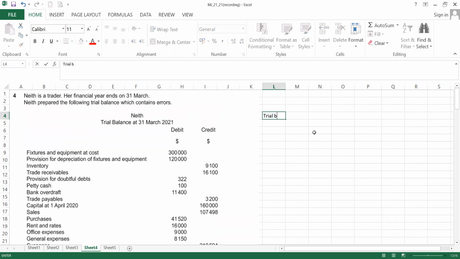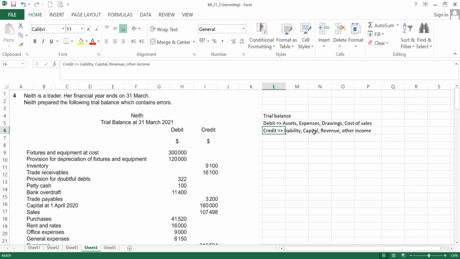So the general rule for the trial balance. On the debit side, we have the assets, expenses, drawings. That is the general rule. On the credit side, we will have the liabilities, capital, revenue, and the others. Another section on the debit side is the cost of sales. We split the expenses from the cost of sales for the trading account.